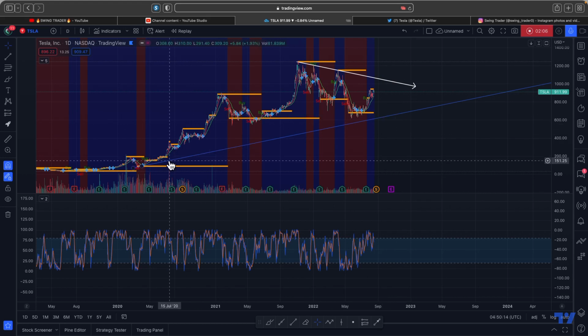As long as it stays above that trend line, then that is amazing. And I'm 100% sure it's going to stay up here. But of course, nothing is guaranteed.